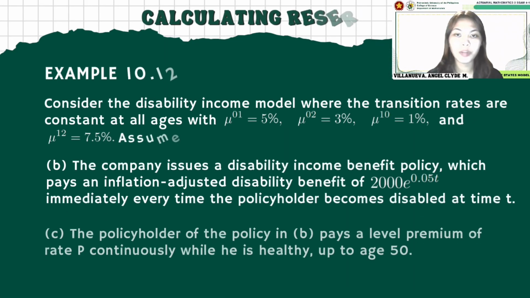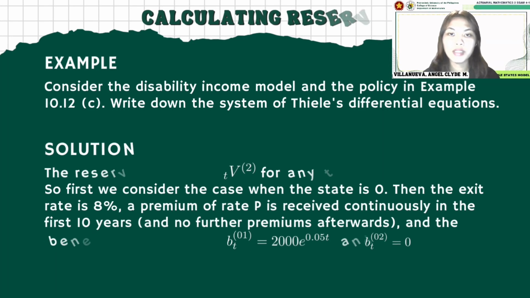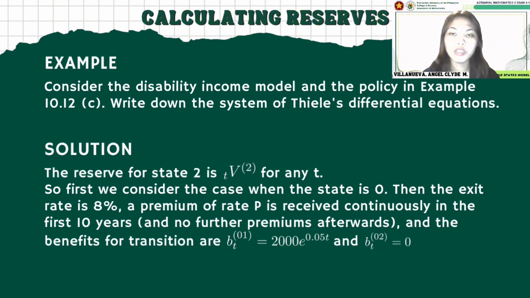So this example is from the book of Lee and Long, which we'll be using to compute the reserve for an individual. Let's look at this example. This example also considers a disability income model, and we're asked to write down the system of Thiele's differential equations. We start by defining the reserve for state 2, denoted by this, which represents the expected future liability when the policyholder is in state 2 at time t.